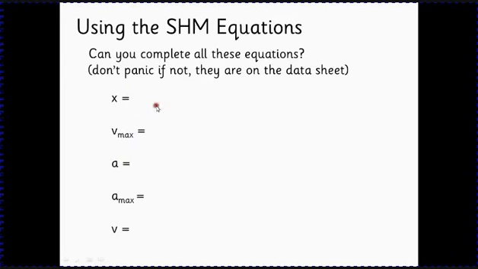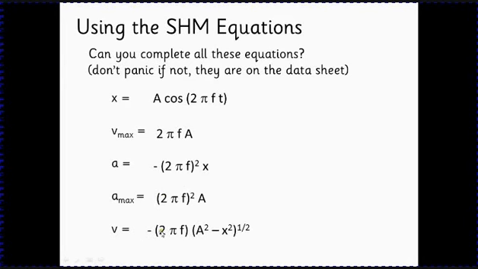So x against t, we need to know x equals a cos 2 pi ft. The maximum velocity is 2 pi f a. The general equation for acceleration at any displacement is minus (2 pi f) all squared times x. The maximum acceleration, just when x is at its maximum, is (2 pi f) squared times a. And the velocity is minus 2 pi f times the square root of a squared minus x squared.